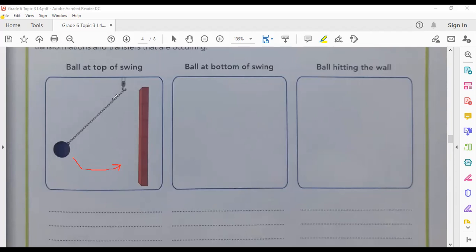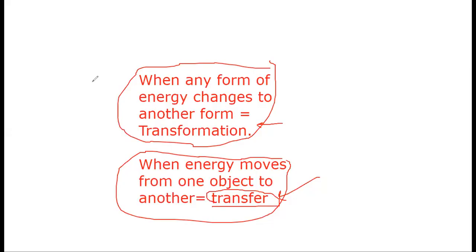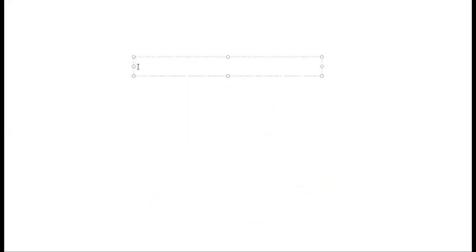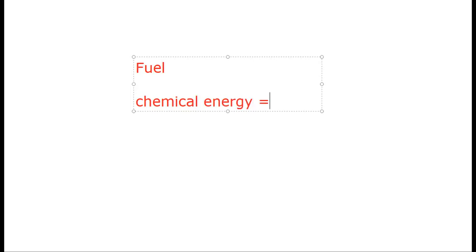I will give you another example. When you burn a fuel. Now we will talk about transfer. Example of energy transformation: when you burn a fuel, what type of energy is stored in fuel? Do you know? Like gasoline, diesel, fossil fuels. Chemical energy. Yes, chemical energy is stored in the fuel. When we burn fuel, this chemical energy transforms.